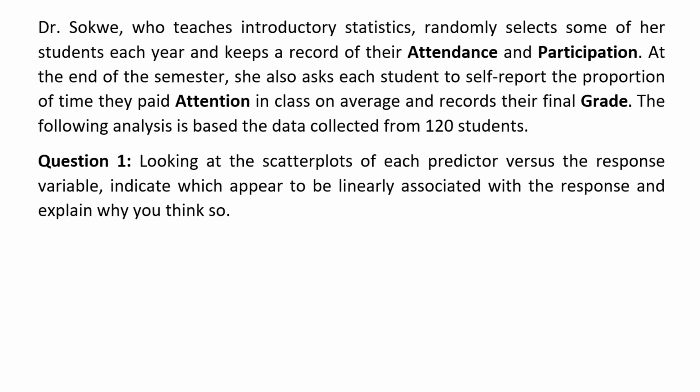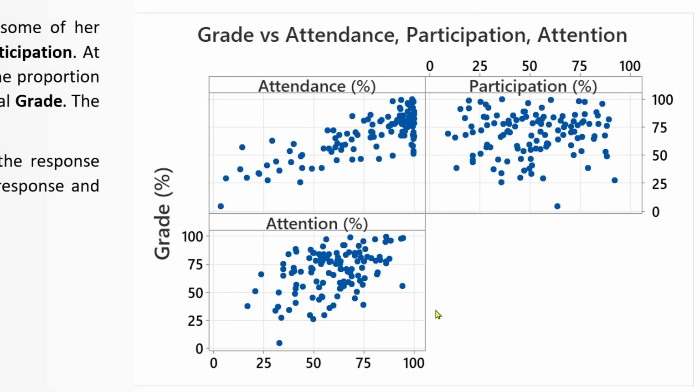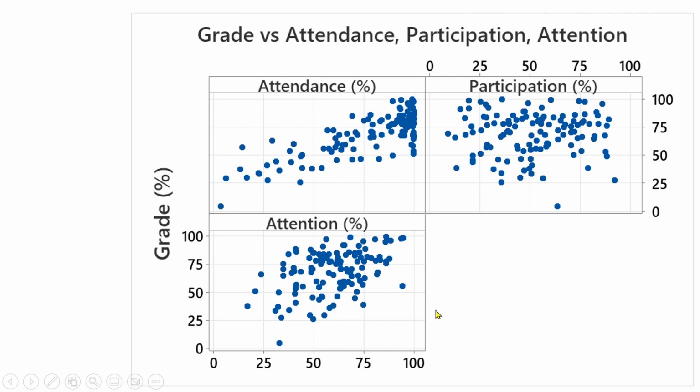So question one, here we're going to look at the scatter plots. This is the visualization component of the analysis. It's always the best thing to do first, to look at the data. And here what we're mainly looking for is to see whether it appears that each of these predictor variables is linearly associated with the response.